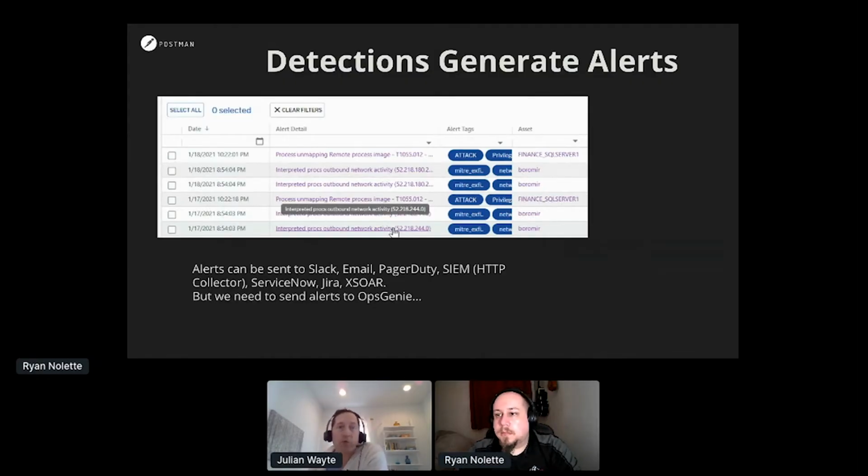And so with those rules that you've either used out of the box or created your own, you can generate a bunch of notifications, alerts, and you can look at those inside of the Uptycs platform, or more often you'll want to send those to a SIEM or a ticketing system. So in our particular case, we really wanted to send those to OpsGenie. Next slide.